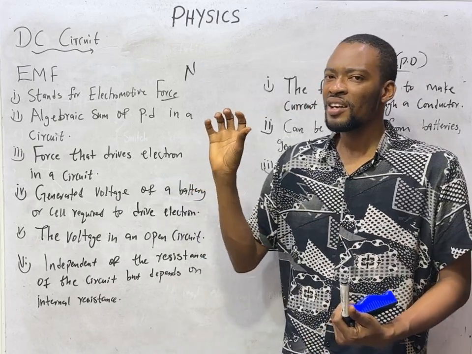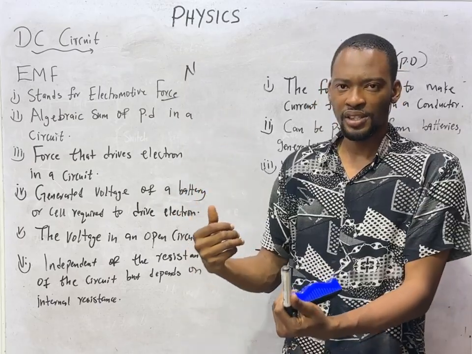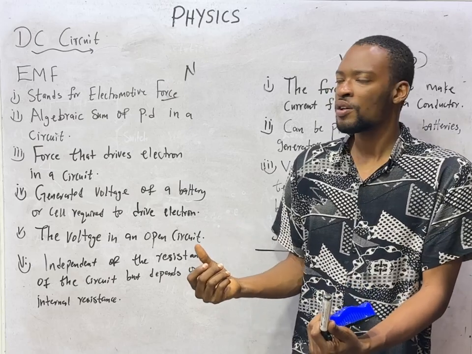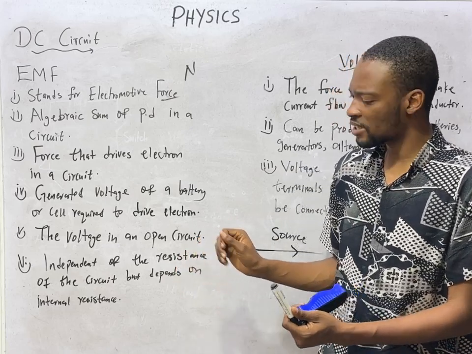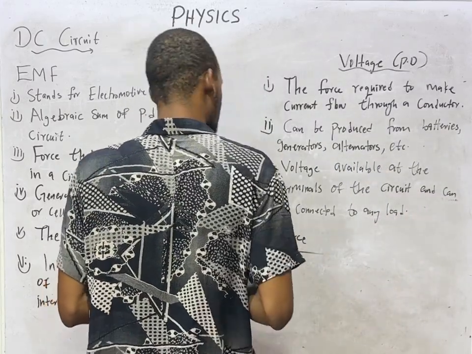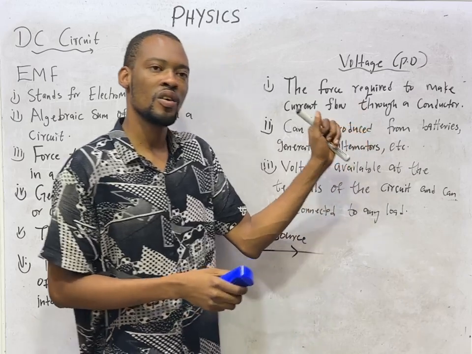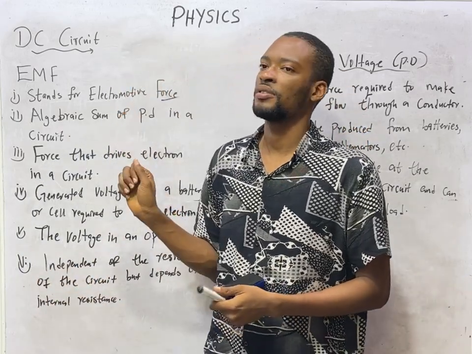EMF is electrical pressure, electrical energy that pushes current to flow. It is measured in volts. Ladies and gentlemen, this takes us to the confusing part: voltage, also referred to as potential difference, and EMF.